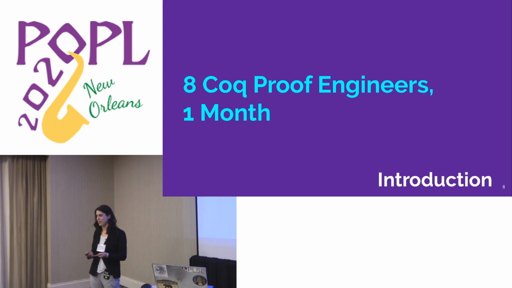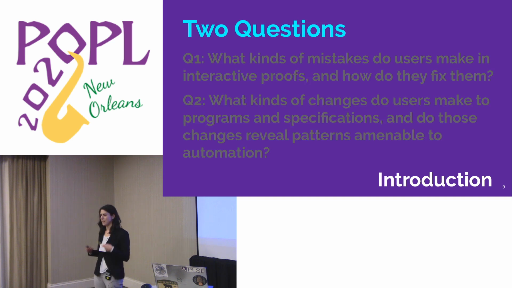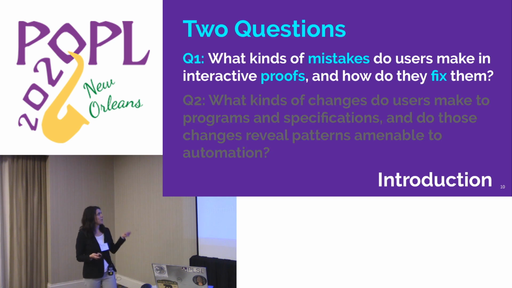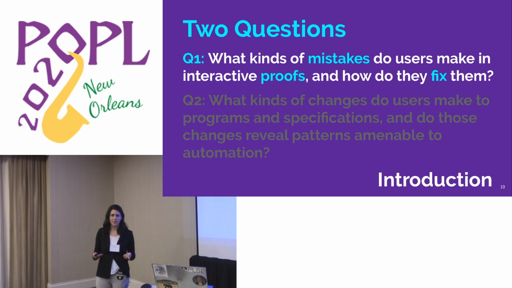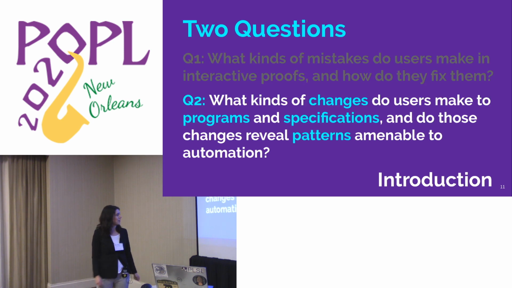We've collected this data, and then we've analyzed it to answer 2 questions. So our first question asked about the kinds of mistakes that users make in their proofs and how they fix them. And then the second question asked about the changes that users make to their programs and specifications, and whether those changes reveal patterns where better automation or better tools could help.